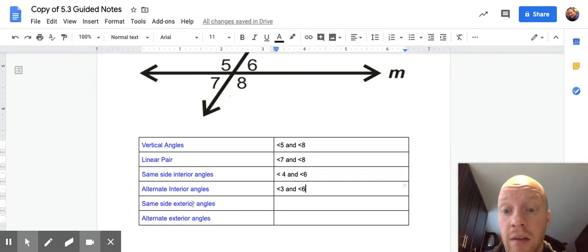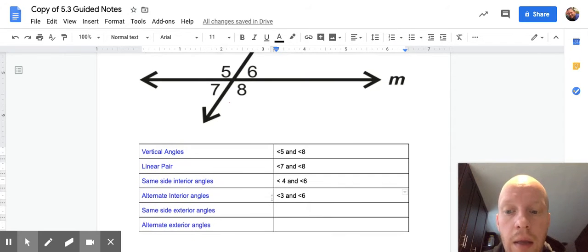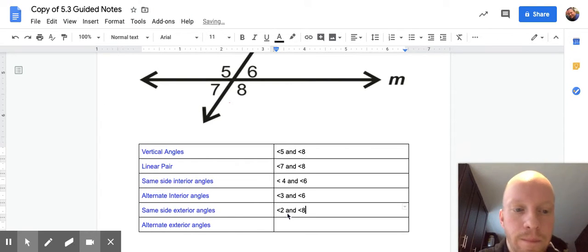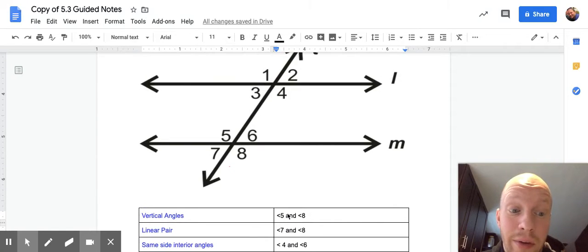So same side exterior angles, I'm just going to look same side. Okay, so I'm going to look at the right side of the transversal and they're exterior. So it can't be 4 and 6 because they're on the interior. Oh, so 2 and 8 are going to be my same side exterior angles. So I'm going to say angle 2 and angle 8. Again, I'm only going to ask you to give me one more because that's all you're going to be able to do.